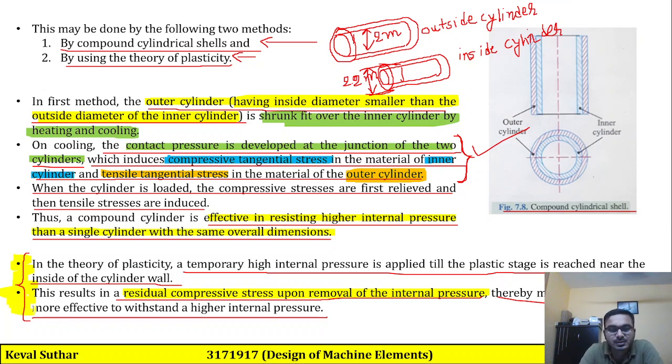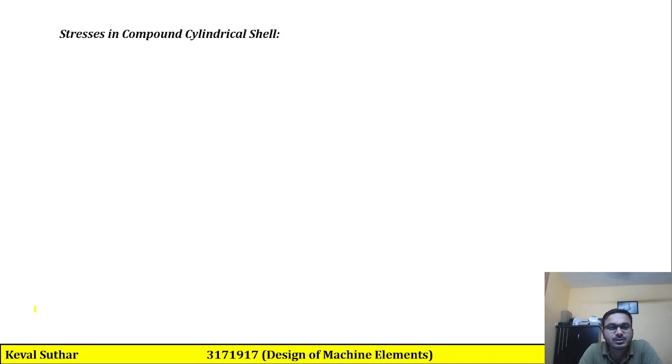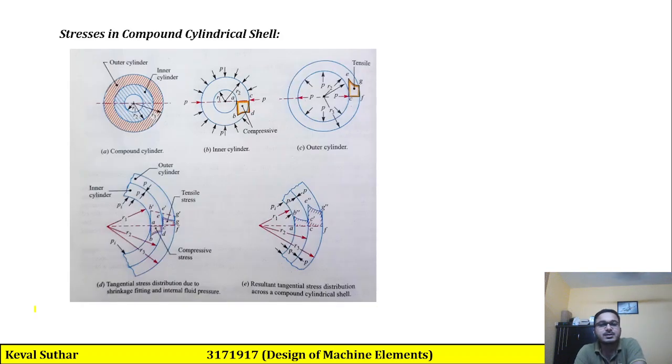Okay, now let's move forward to the stresses in the compound cylindrical shell. So we will derive this theory now.